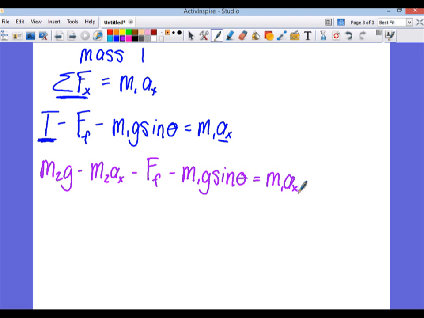Sweet. Now I only have one unknown because I know m2g, I don't know ax. I know my force of friction because I've solved for that over there. And I know m1g sine theta, I don't know ax. So I only have one unknown in one equation. So I need to get all of those guys by themselves. So I'm going to subtract or add m2ax over to the other side. And I'll continue writing this on the next slide.